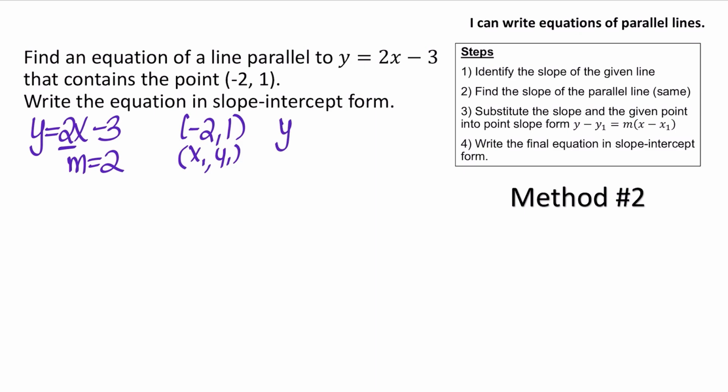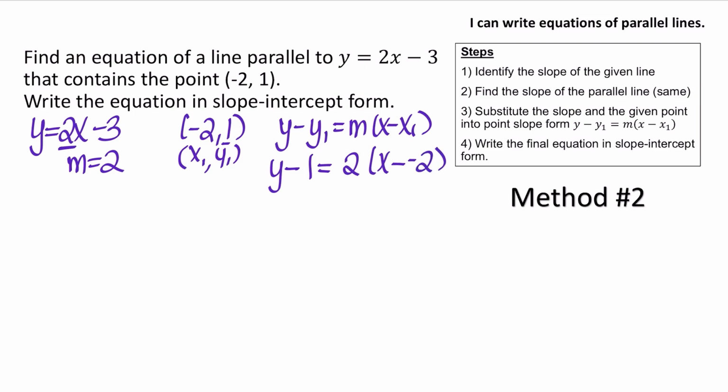So I'm going to plug into y minus y1 equals m times x minus x1. So when I do this, I get y minus y1, which is 1, equals m, which is 2, times x minus -2. So now let's simplify this. I have y minus 1 equals 2 times x minus negative will become a plus, so I have x plus 2.